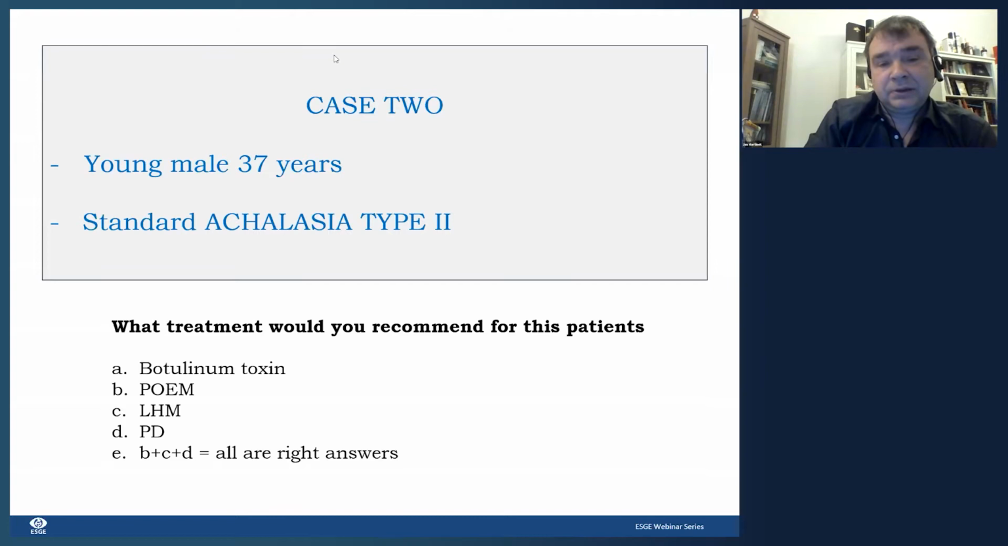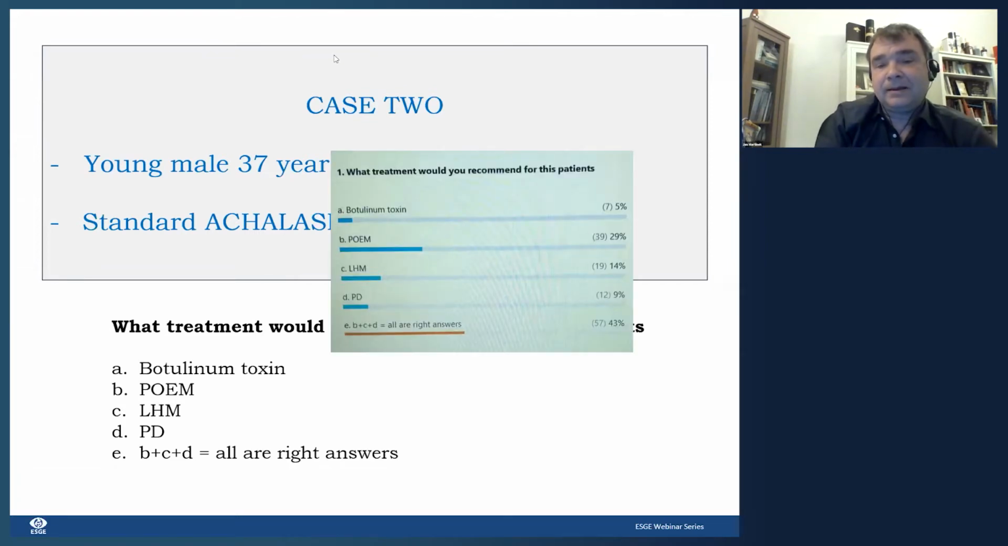And now we will see the results. We get quite similar results as in the first patients. The majority voted the option E. B, C, and D are all right answers. So I can take control again.